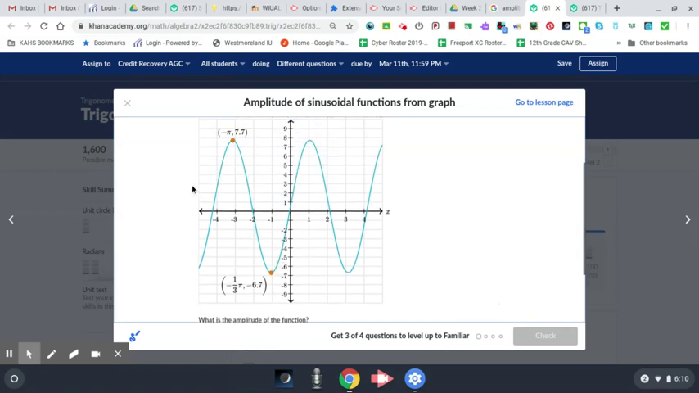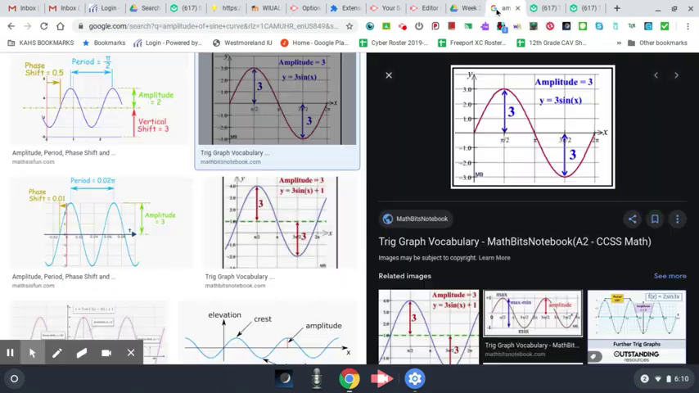So the amplitude is the height from the midline, which is in here somewhere, to the top of the curve, or from the midline to the bottom of the curve. So I'm going to click over here to show you a picture that I Googled here. So this would be the amplitude of the function.